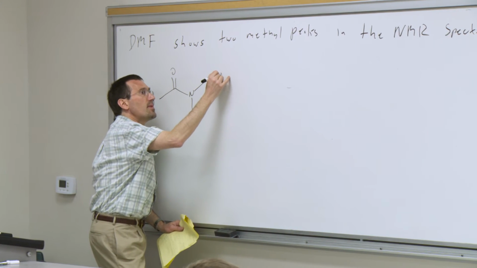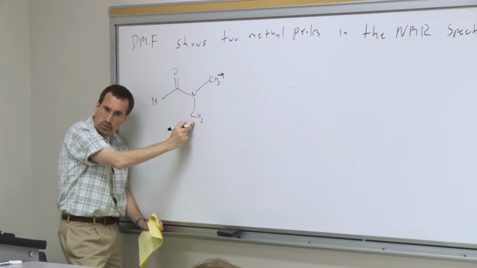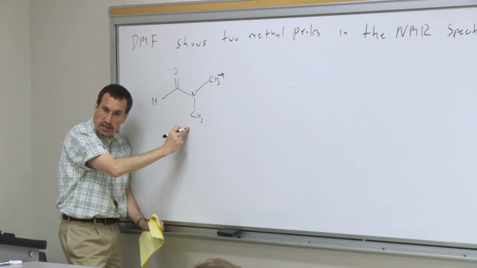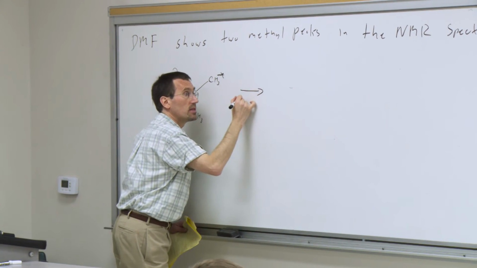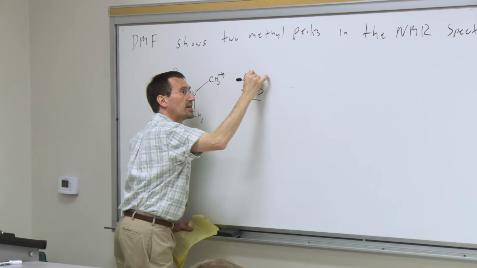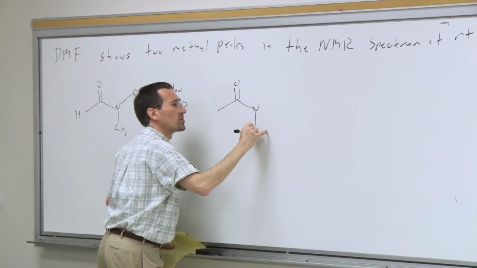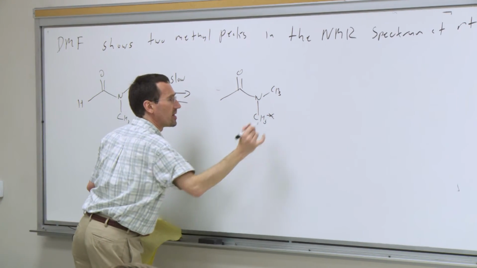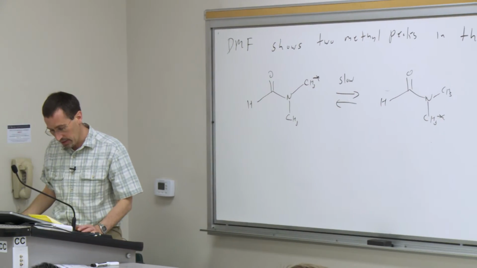So you have one methyl group that's on the same side as the carbonyl group, one methyl group that's on the opposite side. Those two methyl groups don't swap places rapidly on the NMR timescale, so you see them as two sets of lines. In other words, this reaction is slow, and I'll use the same notation I used for cyclohexane to show the swapping. I'll put a star on one methyl group, and I'll just show it swap into the other position.